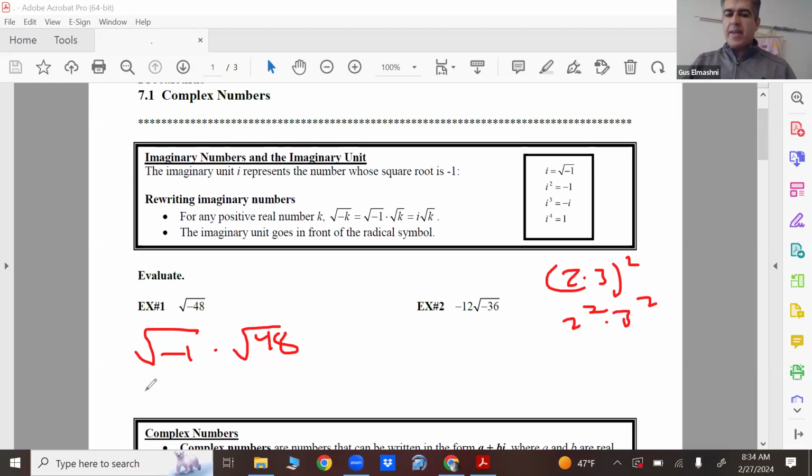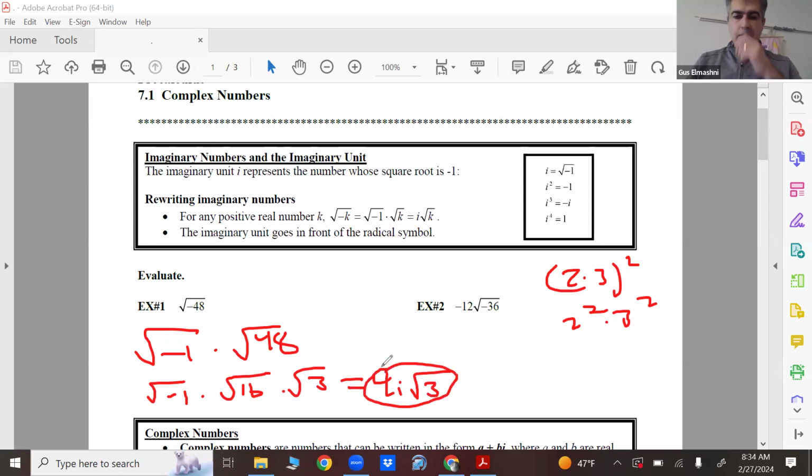Now, the 48, can I break the 48 down even more into something that's easy to work with? Is there a factor of 48 that's a perfect square? Well, what are perfect squares? Like 1, 4, 9, not 12. Oh, yes, 4 and 12, you're saying that. Let's go even higher. What about if I did 16 and 3? I could break it down like that. And what are you going to get? You're going to get 4i root 3. So that's what I'm looking for to simplify it.